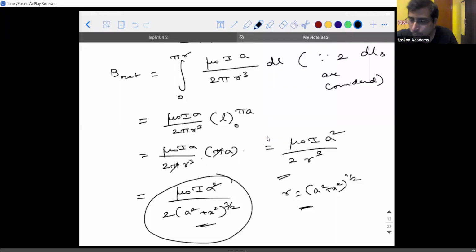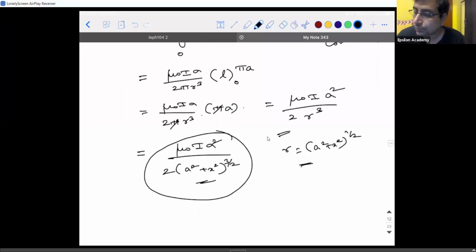Guys, am I clear? Any doubt? So r will be equal to a square plus x square. Sorry. The value of the net magnetic field at a point on the axis will be mu naught I a square divided by 2 into a square plus x square the whole power 3 by 2. Okay. Shall I move on? Shall I proceed, guys?